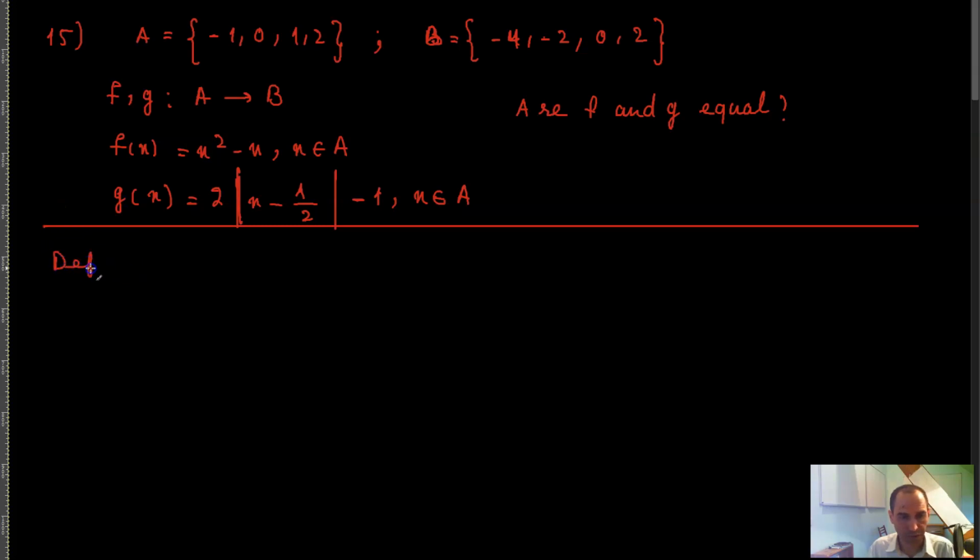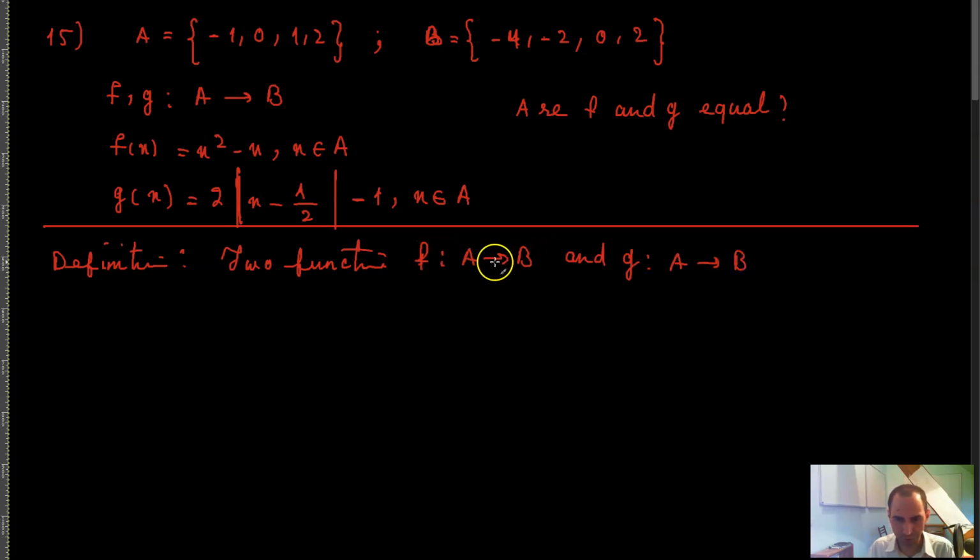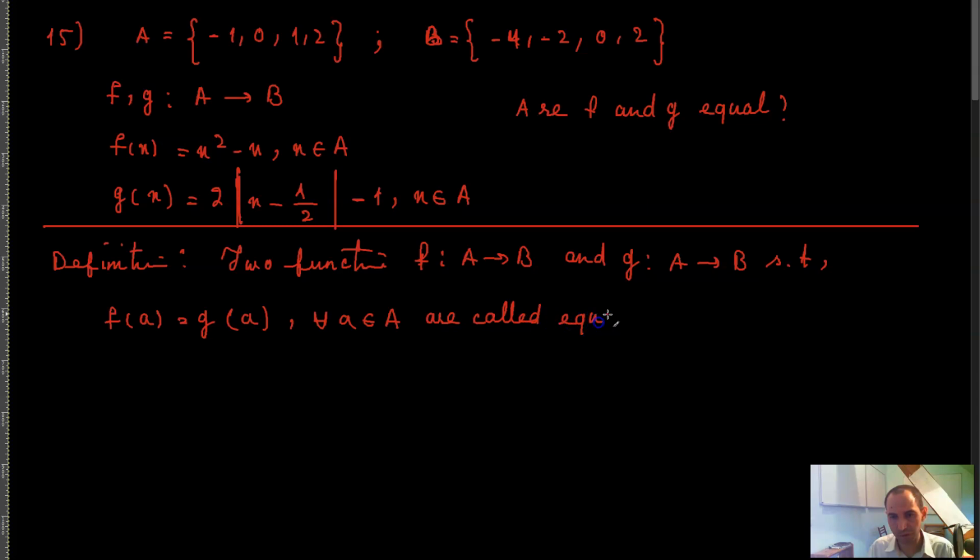So as a definition, you can say that two functions f from A to B and g as a function from A to B, meaning that the domains of these two functions are the same, the codomains are the same, such that f of a is equal to g of a for all a belonging to A, are called equal functions.